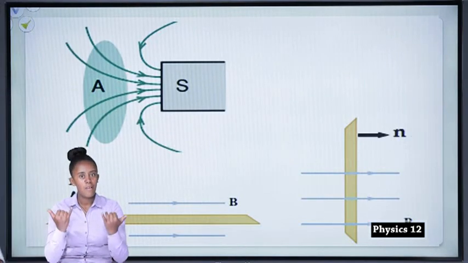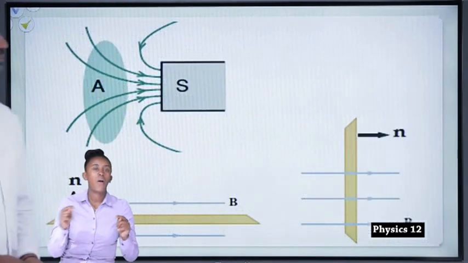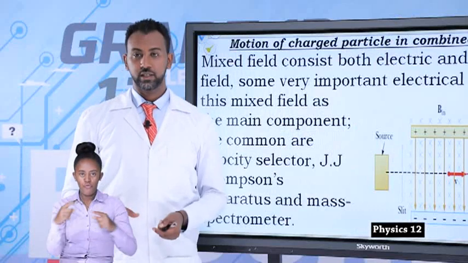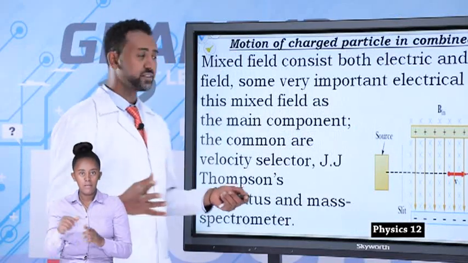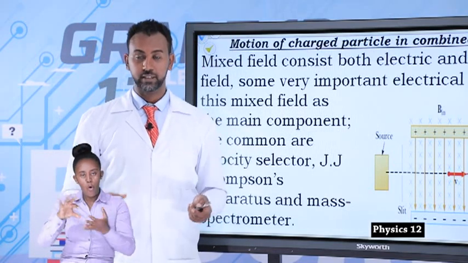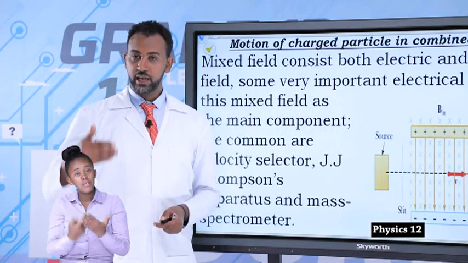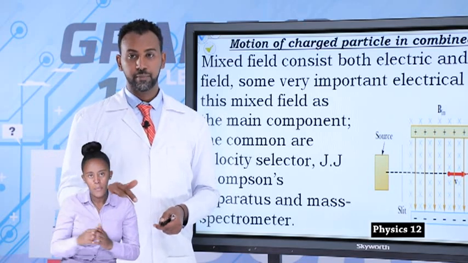Now let's proceed and look at the motion of charged particles in a uniform field, in a mixed field, or in a combined field, where there is a uniform electric field and a uniform magnetic field.